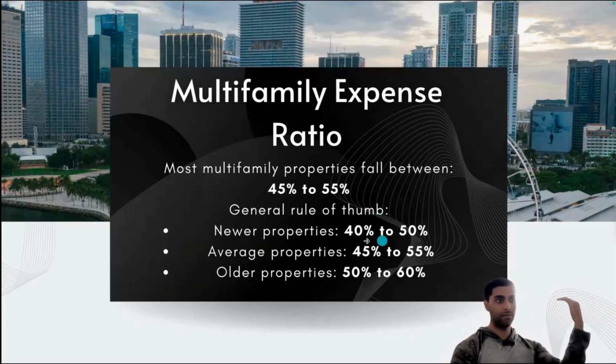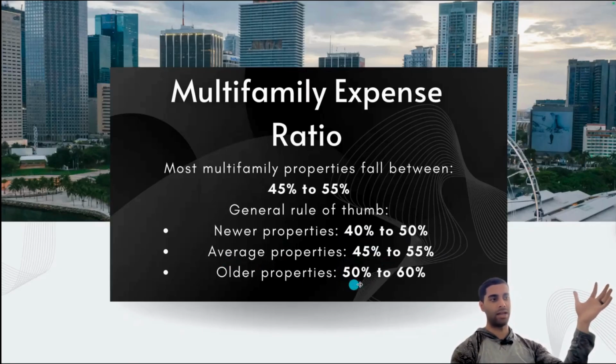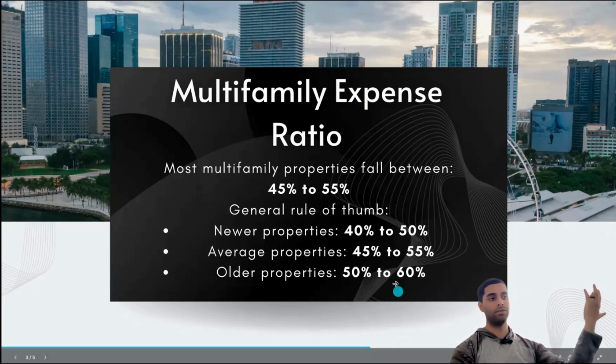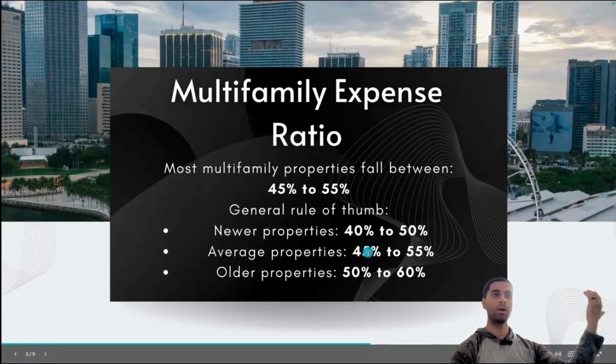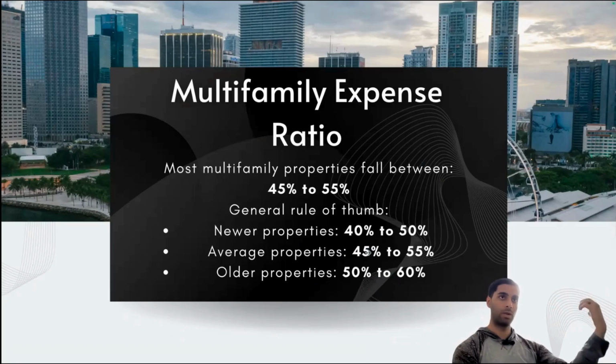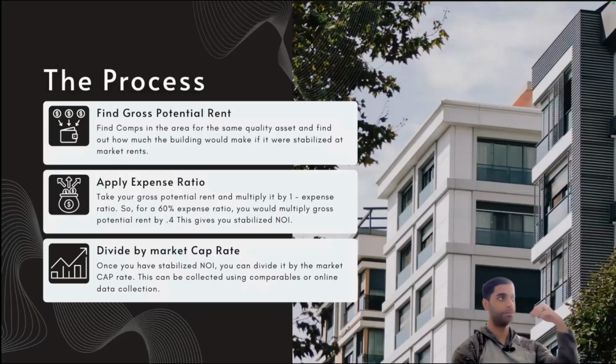So newer properties tend to be 40 to 50. By newer I mean newer than 2000. Average properties, between 1980 and 2000, you'll be in the 45 to 55. Anything older than 1970, I usually run it at 50 to 55% expense ratio. And a lot of this has to do with how recently it was upgraded. So if you have a 1970 property, but they changed out the roof, the plumbing, the electrical, I wouldn't use a 60% expense ratio. I'd use a much lower one. So a lot of it you have to take into account, when was the property truly renovated.